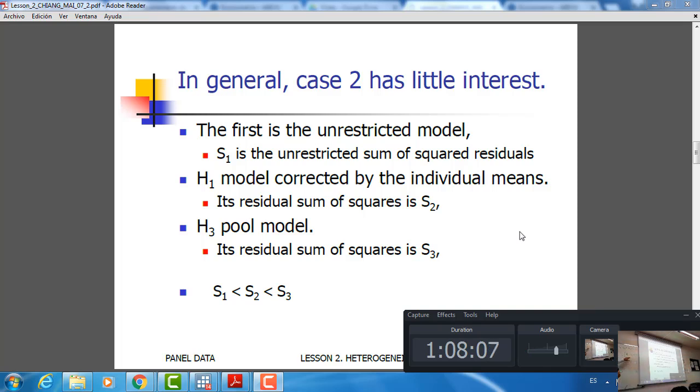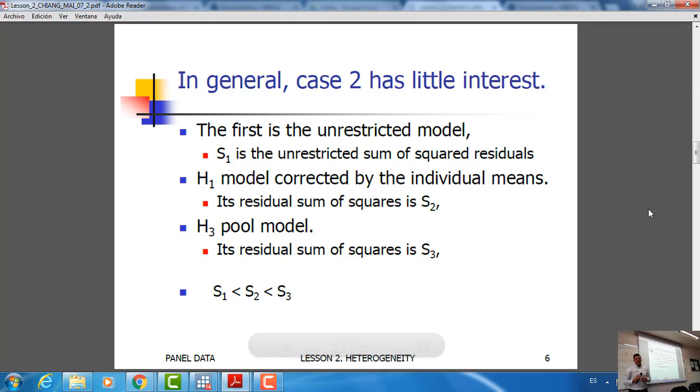Now, the relationship between SR1 and SR2, which one is bigger? 2, no? 2 is bigger. And 3 is bigger than 2 and bigger than 1. Okay? So this is a necessary condition. Well, this is not the same example as I put here, this is a different example. I'm making an example here. The idea is that a restricted sum square residuals is always going to be bigger than the unrestricted.